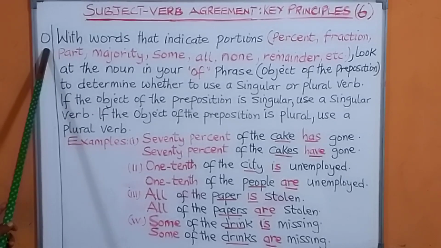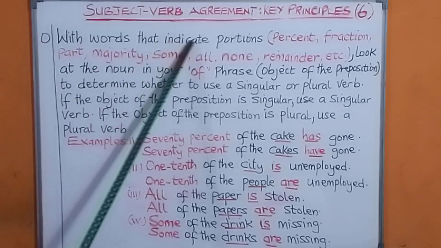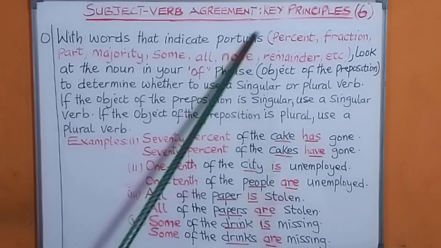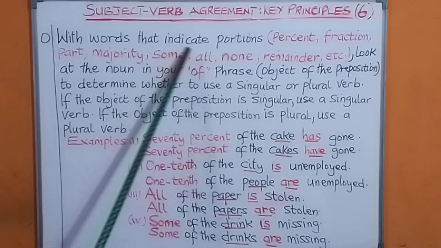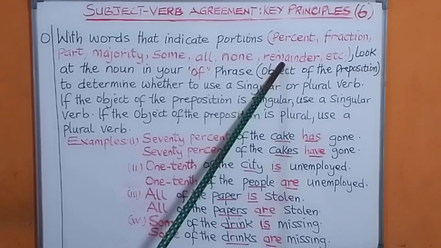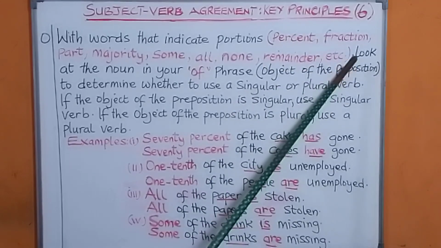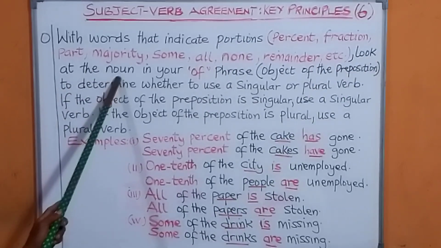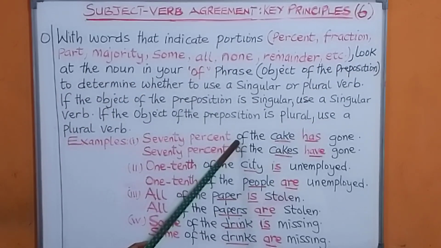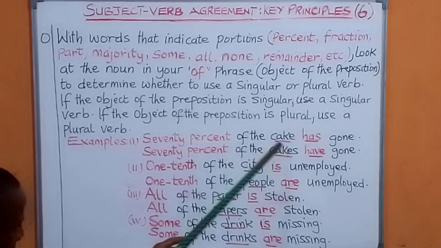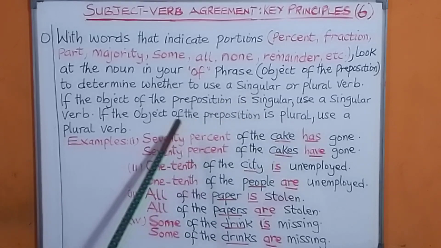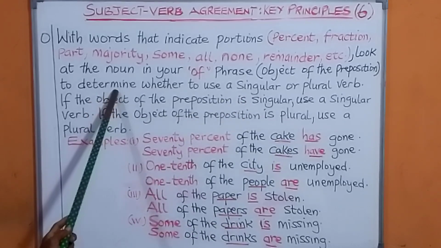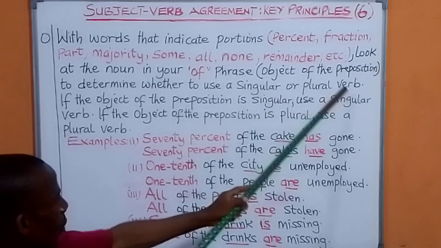We say principle O, rule O, with the words that indicate portions. What are the words that indicate portion? Percent, percentage, fraction, part, majority, some, all, none, remainder, and so on and so forth. If you have these words that indicate portions, look at the noun in your of phrase. Of the, this is a phrase. If you look at of the, check the noun there to know whether to use a singular or plural verb.